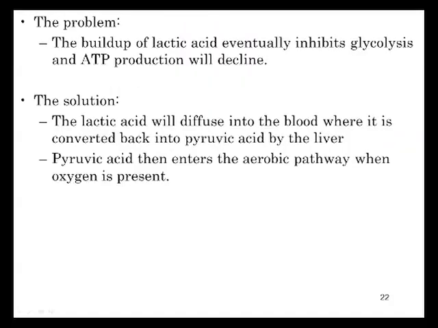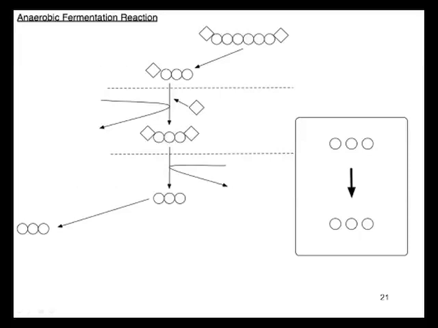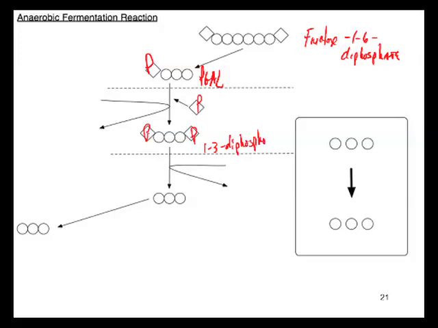Let's take a look at this. Maybe this will help. Here's glycolysis. Here's our fructose 1,6-diphosphate. Here's our P-gal, the phosphate. This is 1,3-diphosphoglycerate. Here's pyruvic acid. We know that NAD, of course this is happening over here as well.